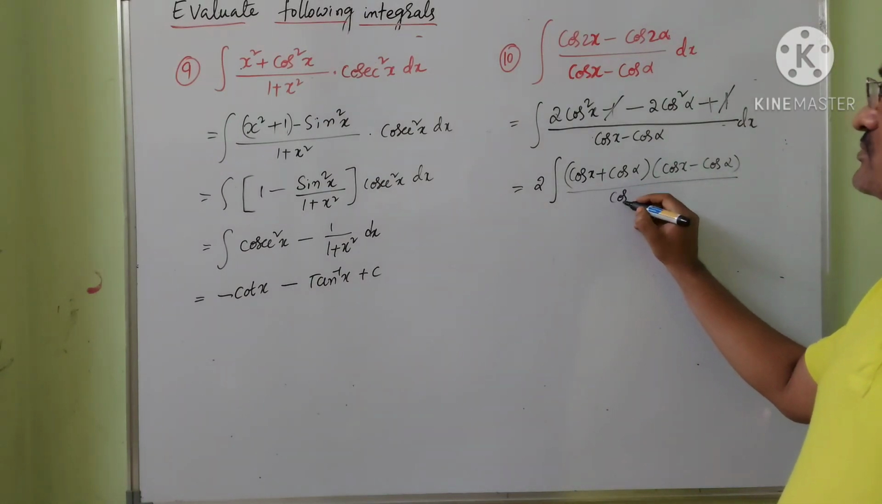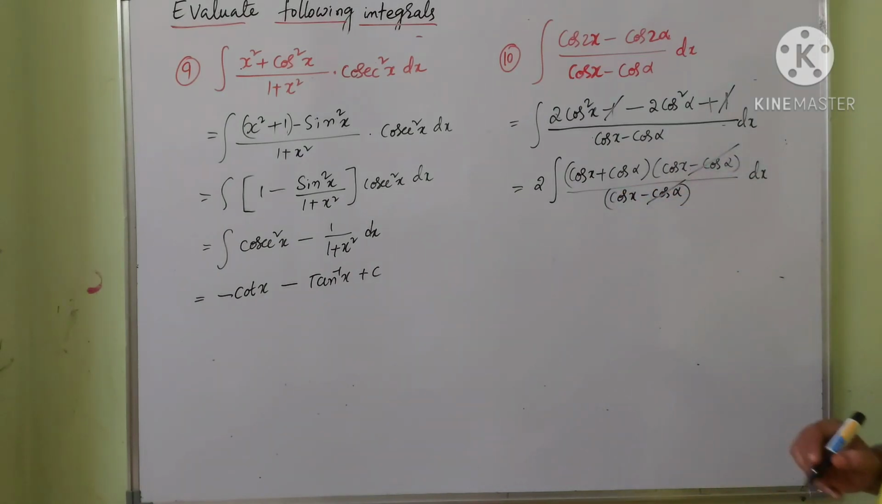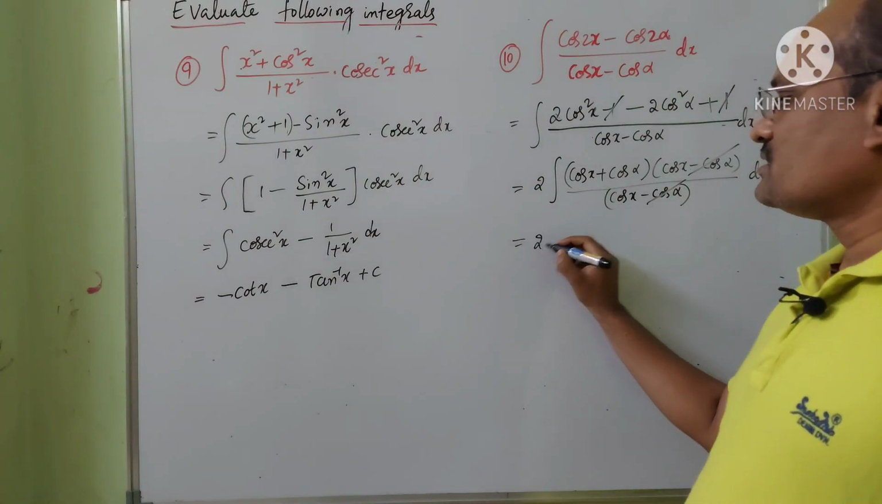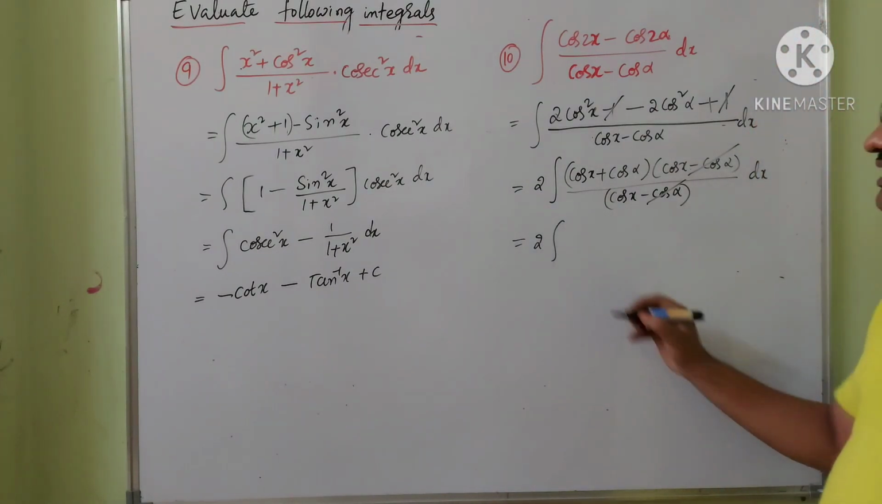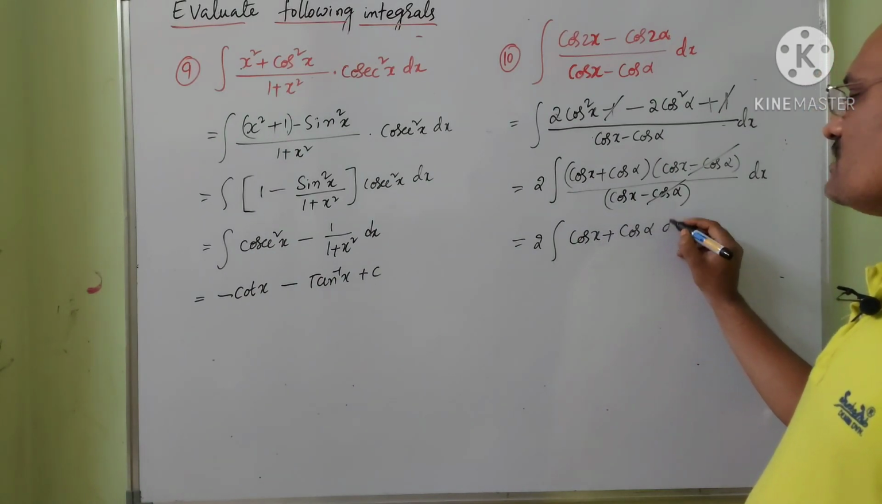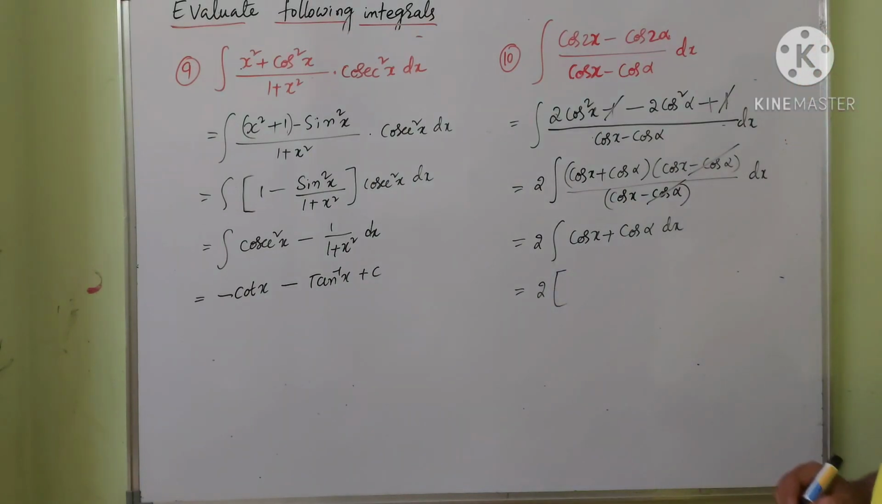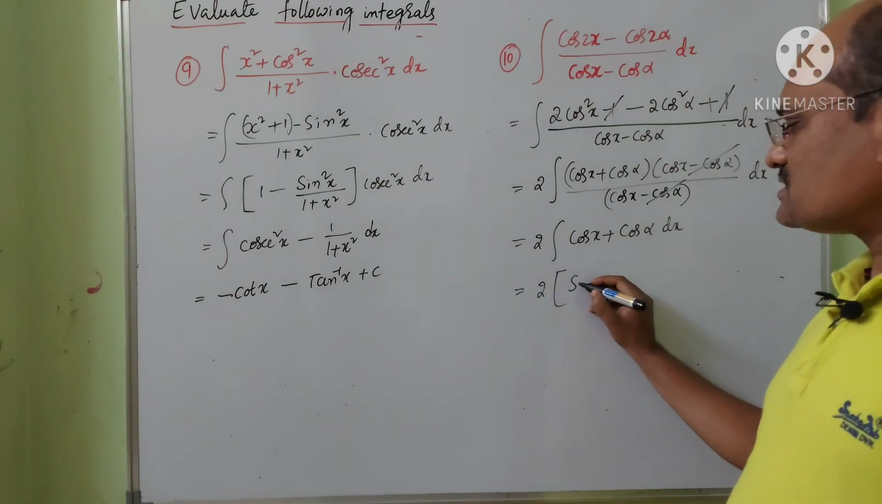Now the denominator. Here these two factors get cancelled. The remaining thing is 2 into the integral of cos x plus cos alpha dx. Now go for integration. Cos x integration is sin x.